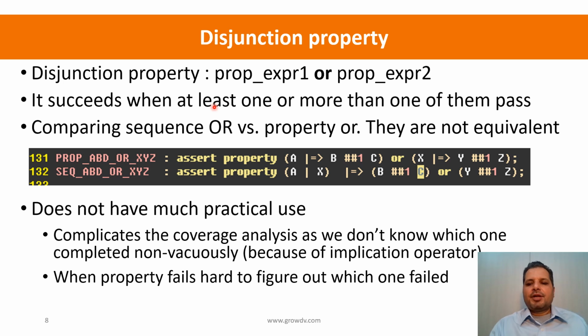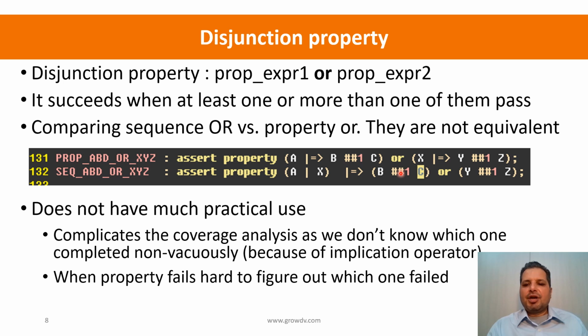Some of the property composition operators like the disjunction and conjunction help you to build more complex properties, but in the practical domain they do not have much of a real use. That's because when you build properties by composing more properties, the overall process of debugging them becomes very hard. And even when you do the coverage analysis, if you don't know whether one of them has gotten covered because of a vacuous coverage or a non-vacuous one, it's hard to figure it out. And when it fails, you need to look more closely at which one has failed.